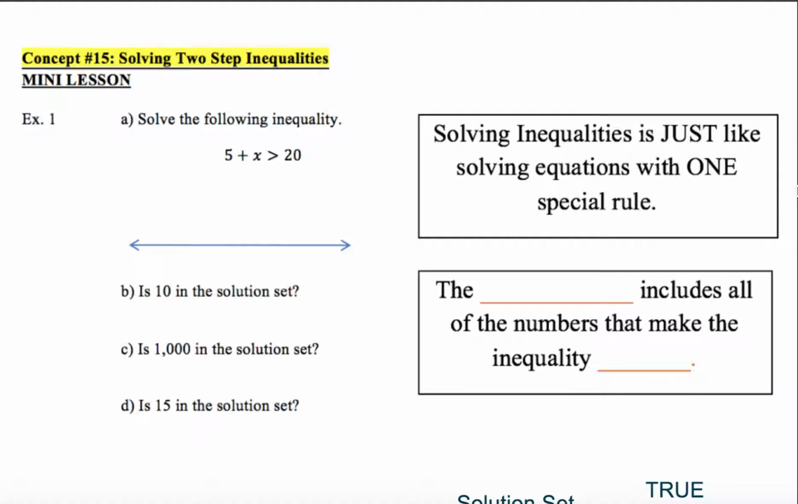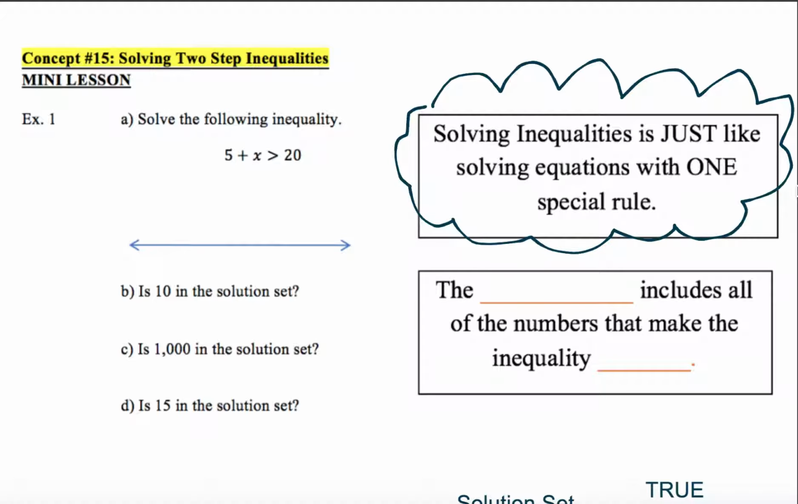So an important thing to know is that solving inequalities is just like solving equations, with one special rule. We're going to get to that special rule in a little bit. First, we're going to see how this is just like solving equations. Remember, equations are things that have an equal sign. Inequalities, there are 4 different inequalities. There's less than, is greater than, is less than or equal to, and is greater than or equal to.